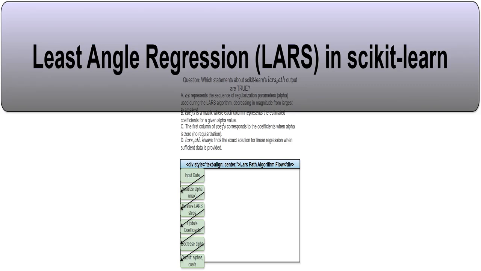I'm focusing on understanding least angle regression, a technique in scikit-learn, a popular Python library for machine learning. Lars helps me find the best way to fit a linear model to my data. It's a bit like finding the best line through a scatter plot of points, but in a clever, efficient way.